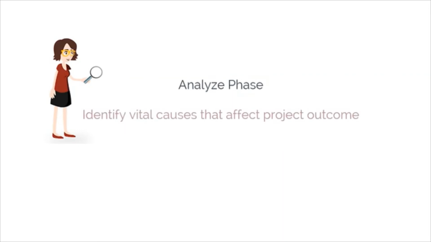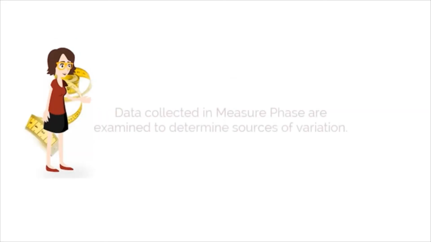The analyze phase is used to identify a few vital causes, from a list of potential causes obtained from the measure phase, that actually affect project outcome using Six Sigma methodologies. The data collected in the measure phase are examined to determine a prioritized list of the sources of variation.